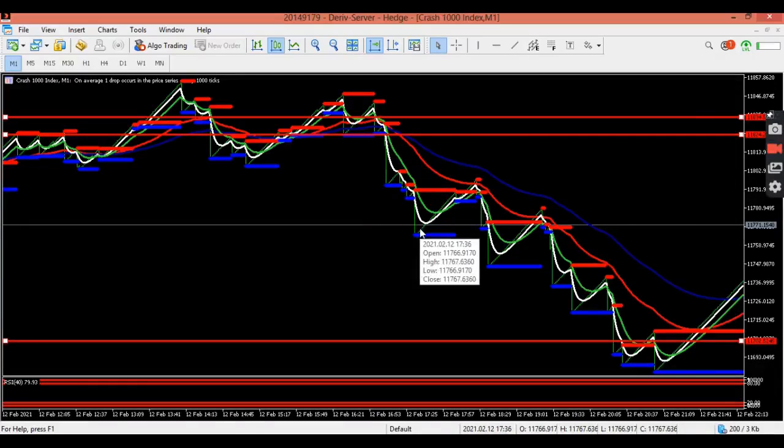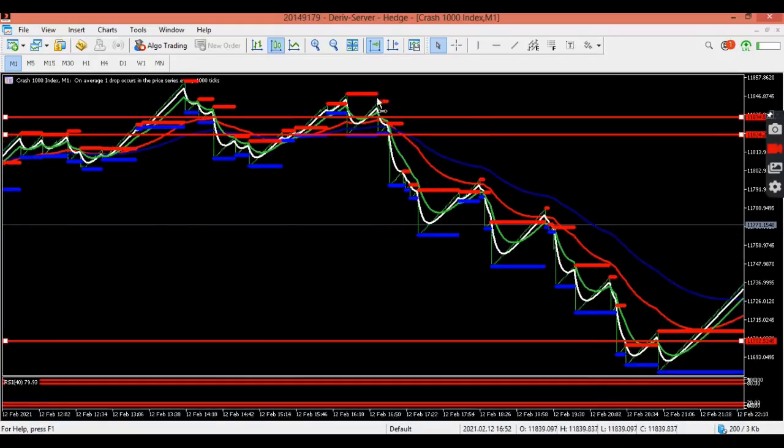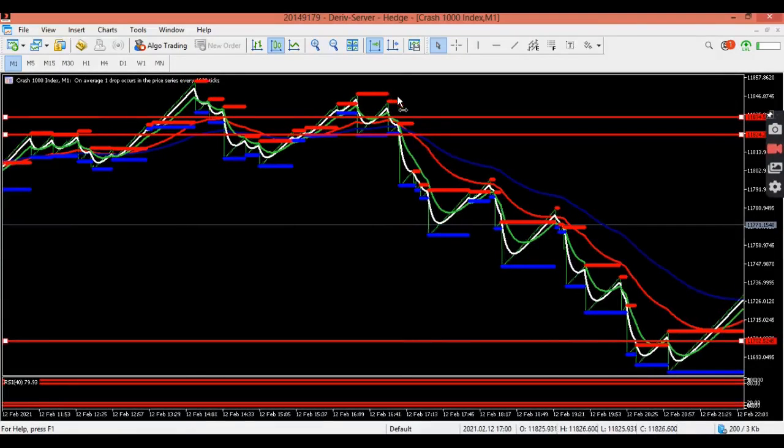See, it comes and meets support, bounces up, comes back down, bounces up, till these two moving averages, this green and white, cross here. As they cross at this point, this is where you exit your market. So you have captured the whole of this trend. Imagine all of this trend.